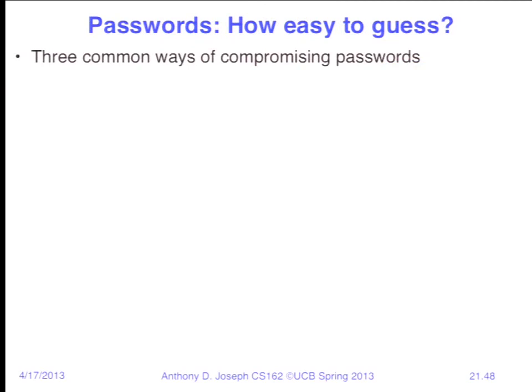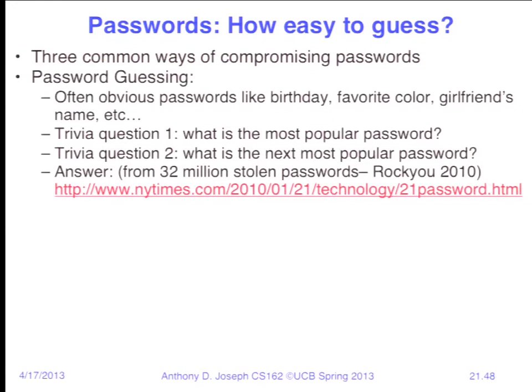Some common ways that passwords get compromised. Guessing is the most common way, because oftentimes people use a remarkably simple password, like their birthday, or their spouse's birthday, or their girlfriend's birthday, or their boyfriend's birthday, or their wife's birthday, or husband's birthday. Anniversary, that's a very common one because you'd never want to forget your anniversary. Their favorite color, names, and so on.